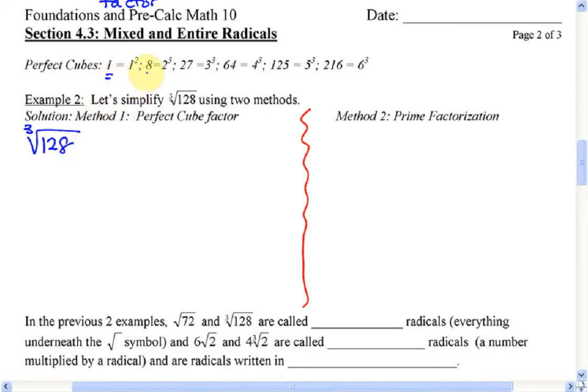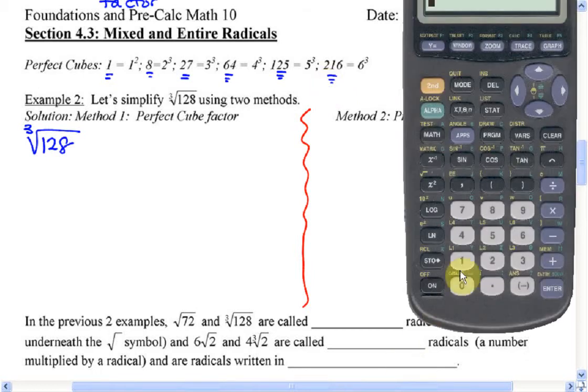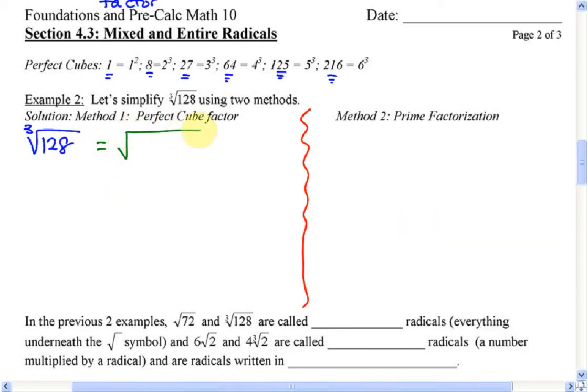The 1, the 8, the 27, the 64. And I'm going to ask you to hopefully memorize these up to number 6, so that's 216, because I think you'll see those quite often. So can someone help me out? Which one of these perfect cubes divide evenly into 128? 64? Yeah. Let's take a look. 128 divided by 64? You bet. Good. So let's rewrite this 128 as 64 times 2.